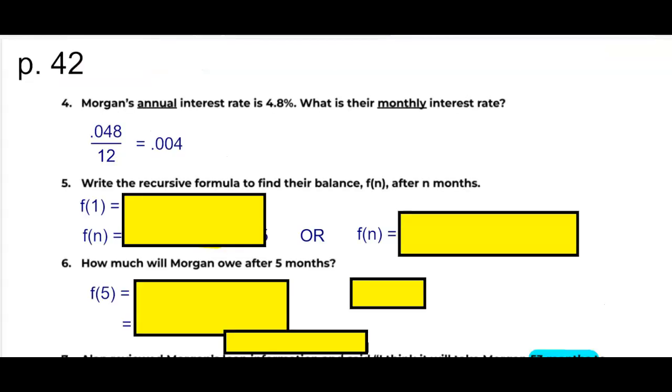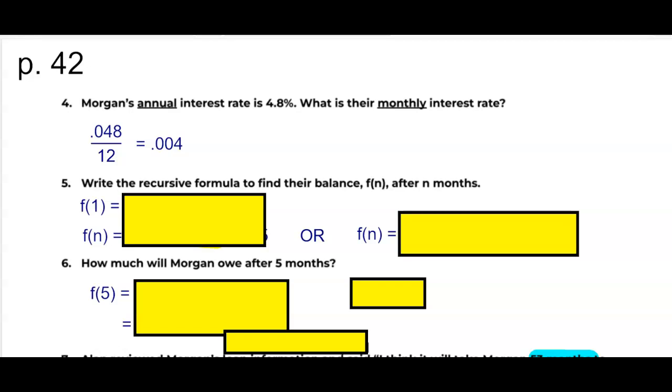Alright, so extending this problem, Morgan's annual interest rate is 4.8%. What is their monthly interest rate? So we get a monthly interest rate simply by dividing the yearly interest rate by 12. And that was part of the formula that we just looked at. The fraction part was taking the yearly interest rate divided by 12. So this is now the monthly interest rate, which, if you move the decimal point, would be 0.4%.